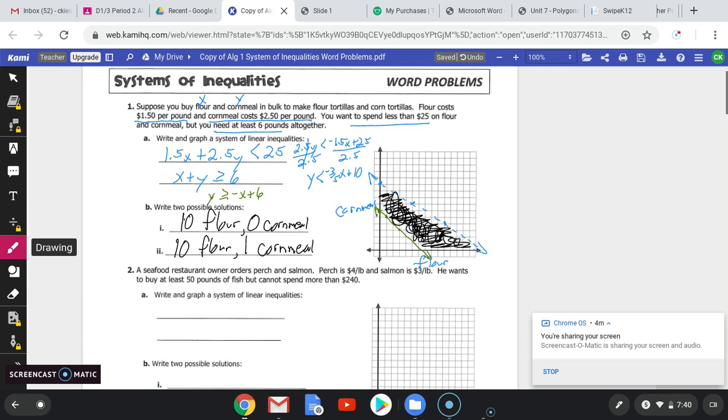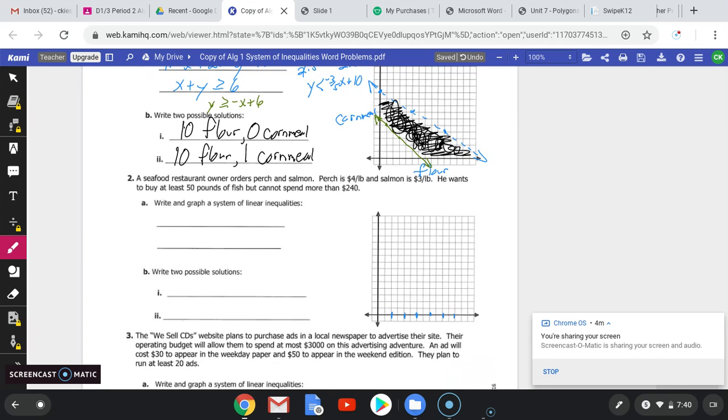All right, let's look at number 2. You've got a seafood restaurant owner who orders perch and salmon. So x is perch, y is salmon. Let's label that here. And sorry, I had markings from before, which I'll explain in a minute. Perch and salmon.